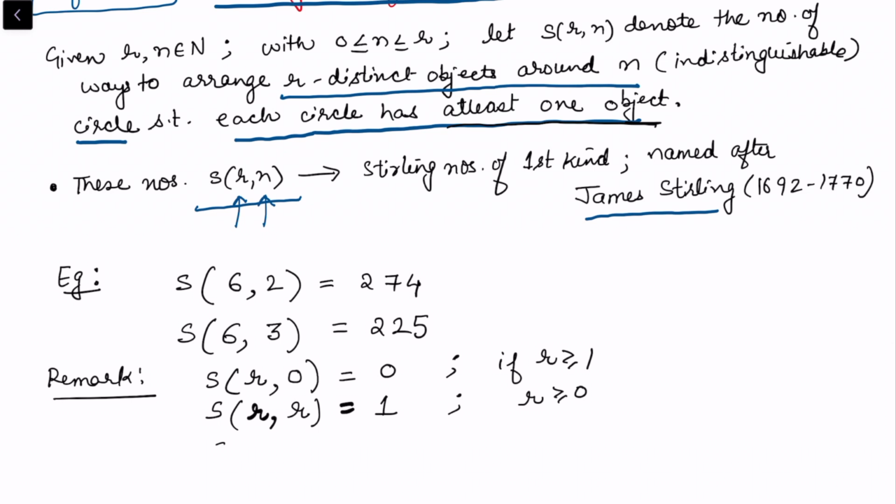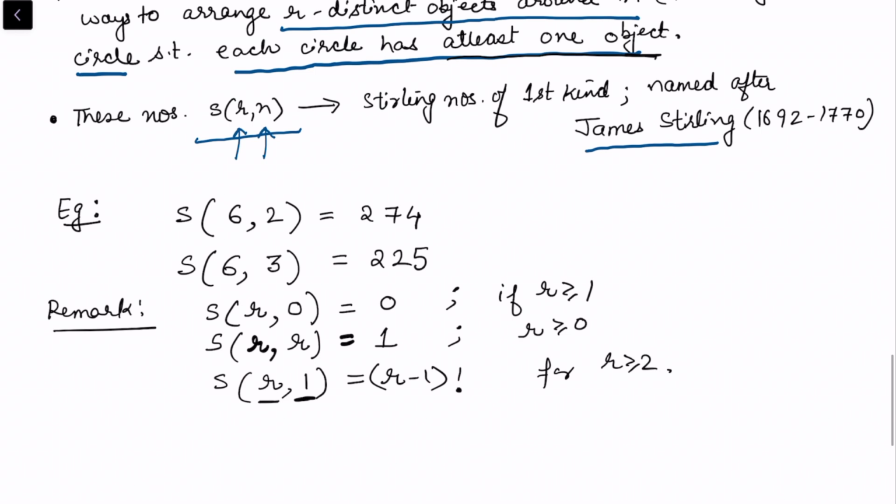We can also consider R and 1. So there are R people and there is only one table or one circle. This leads to the simple circular permutation problem, and so this is (R minus 1) factorial for R greater than or equal to 2. Obviously this has to be R greater than or equal to 2, because if there is only one person and one table, there will be only one choice.